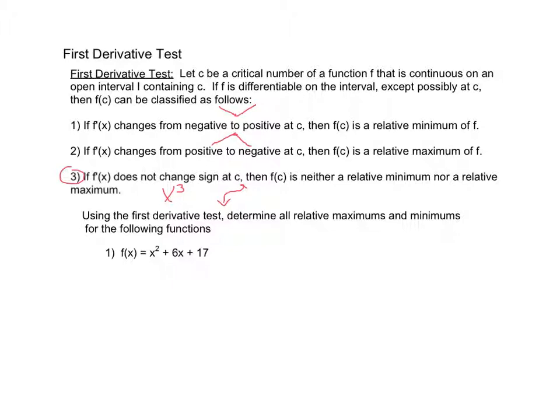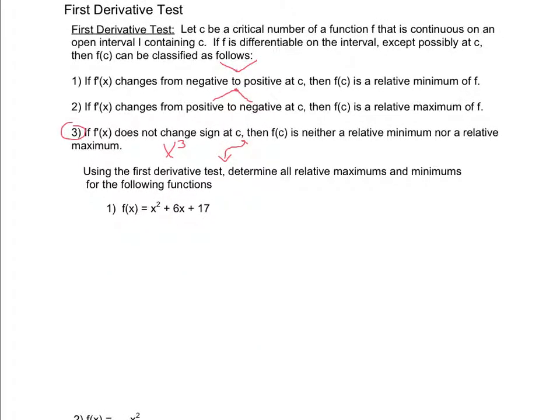Let's go ahead and look at some of these. So the way I'm going to handle this first derivative test to figure out where my relative minimums and maximums are is by setting up a table. So very similar to the one I set up for increasing and decreasing, but I'm going to take it a step further. So I'm going to start by finding my derivative. I'm using this power rule here. So I just get 2x plus 6.